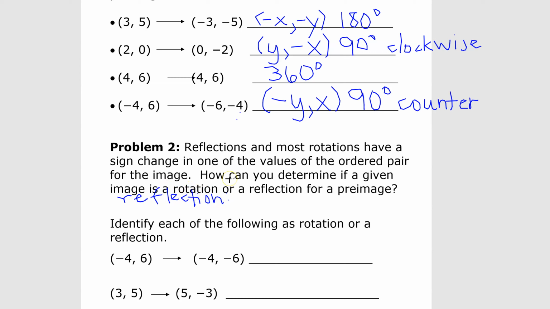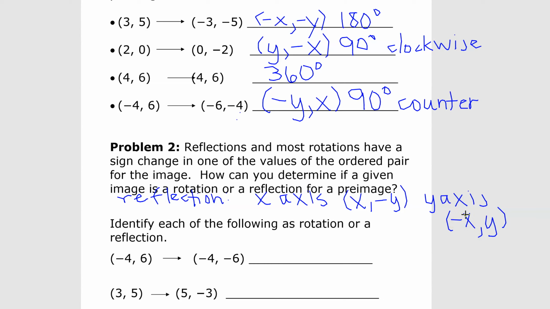Okay, for reflection over the x-axis, do you remember from last week? That's when the x-coordinate stays the same, but the y-coordinate becomes its opposite. If it's over the y-axis, then the y-coordinate stays the same, but the x-coordinate is its opposite.